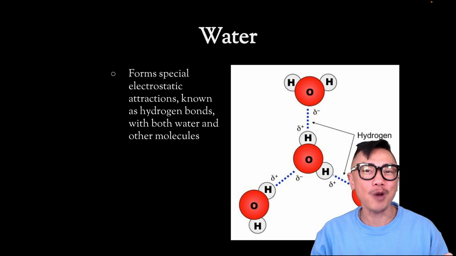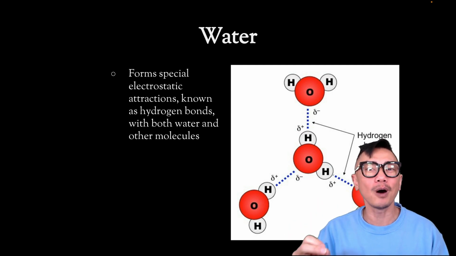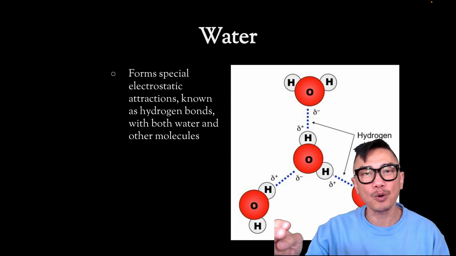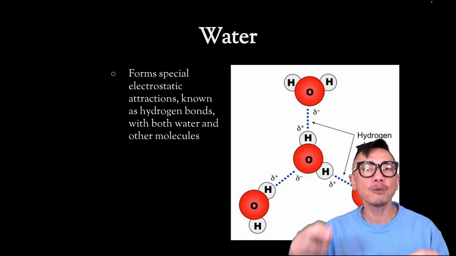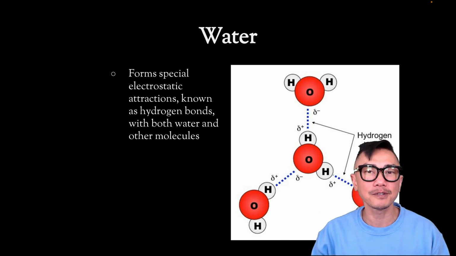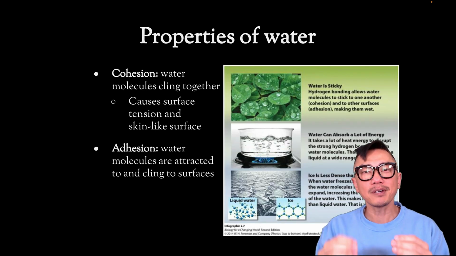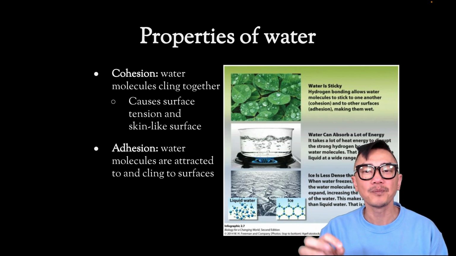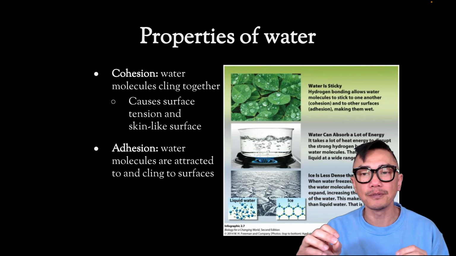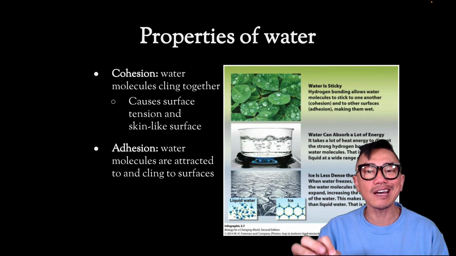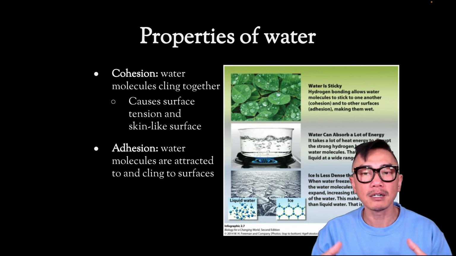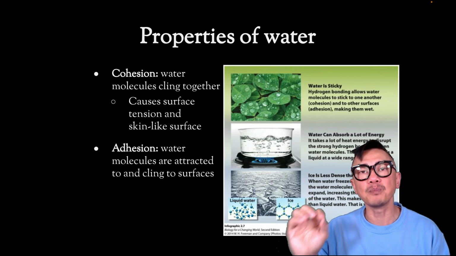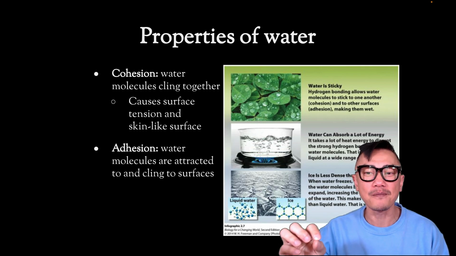Because opposites attract, the positive poles on water molecules will be attracted to negative poles on other water molecules. They form what we call hydrogen bonds. Because of hydrogen bonding, water molecules stick to each other. We call this cohesion. It causes the skin-like surface of a drop of water, or what you see at the top of a cup of water that's been filled as much as it can without spilling over.